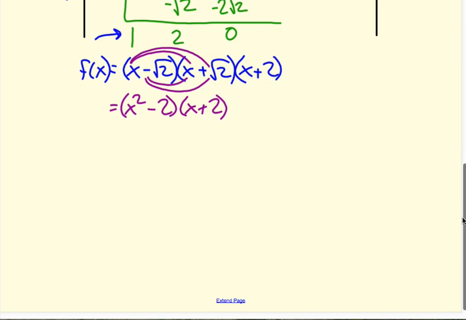And the real zeros, 2 of them we got from our division, the positive and negative square root of 2. And the third one we get from setting x plus 2 equal to 0 and solving by subtracting that 2 from both sides.